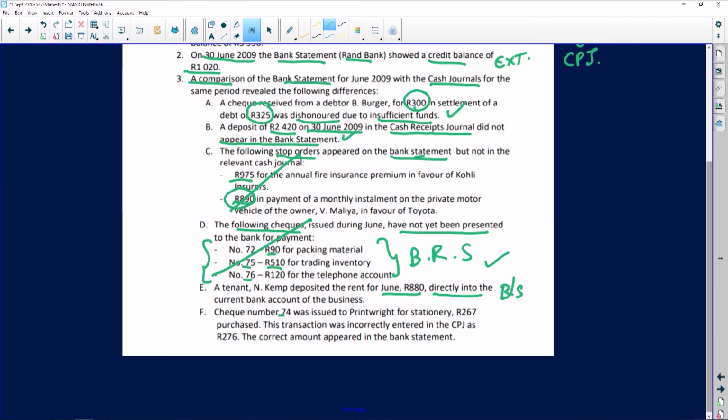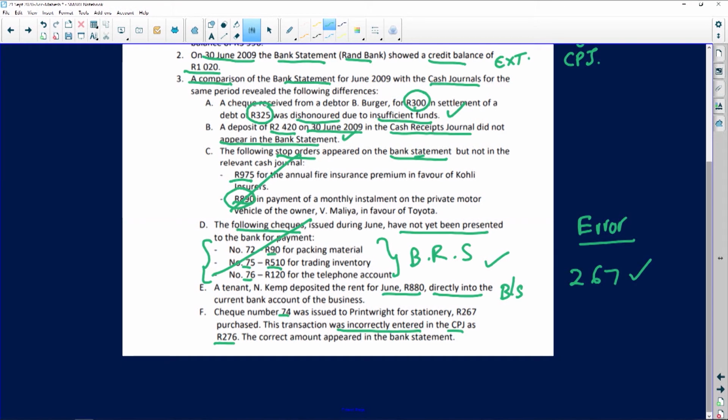Check number 74 was issued to Printright for stationery 267 Rand that was purchased. This transaction was incorrectly entered in the CPJ as 276. The correct amount appears in the bank statement. So immediately, guys, there is an error. Someone made an error. So from the information given, the correct amount, 267 Rand, was for stationery that was purchased. So that amount is correct.